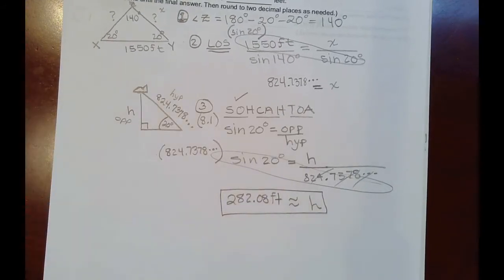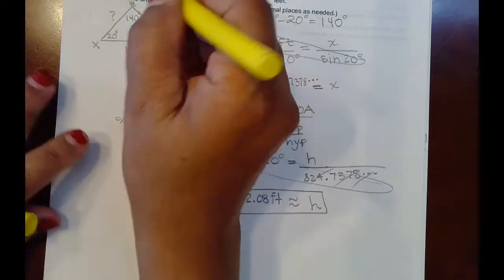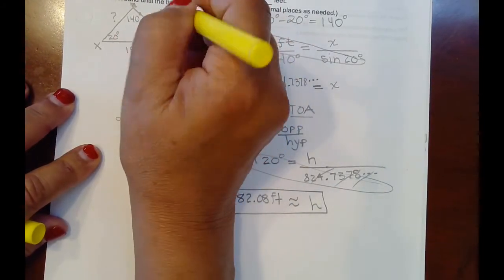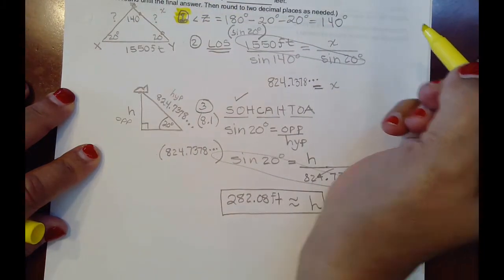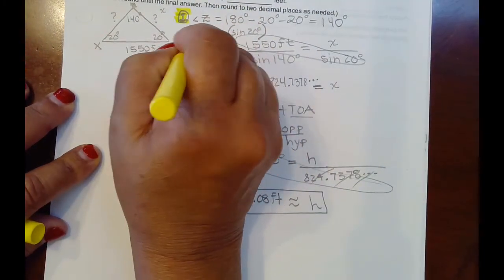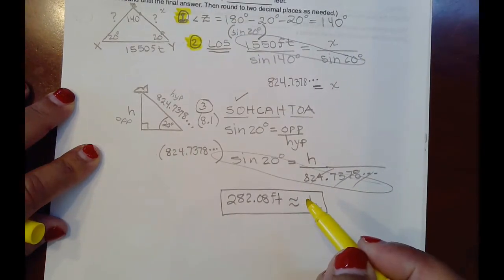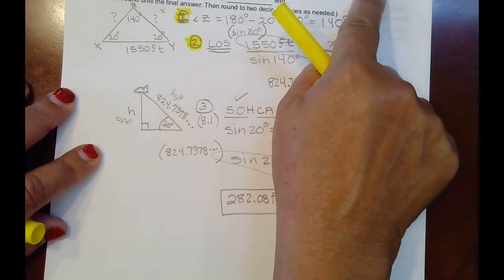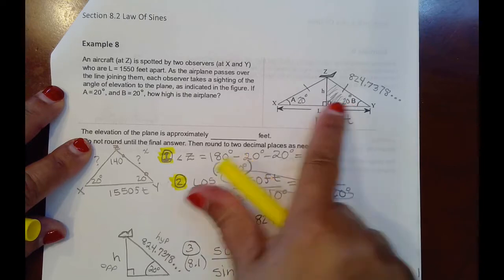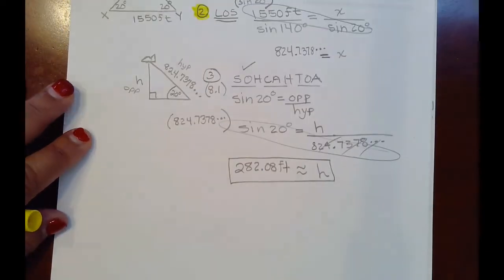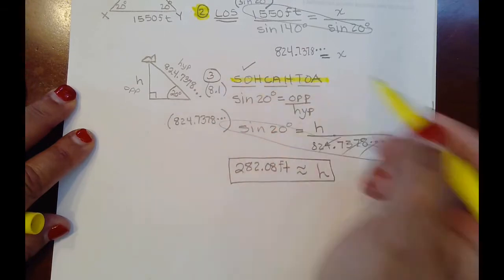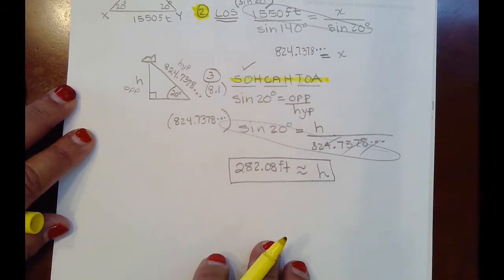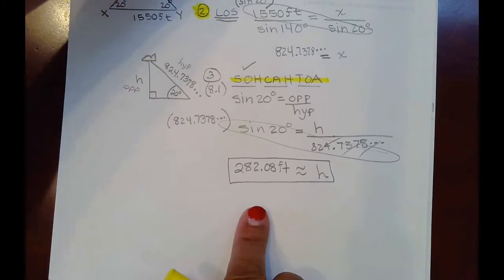Okay, so 3 steps. I worked in the main triangle XYZ when I was doing steps 1 and 2. And then I switched over to the right triangle that you see pointing to the right here, although this is a duplicate of it. And I used SOHCAHTOA in order to find the height that the plane was up in the air. Okay, moving to example 9.